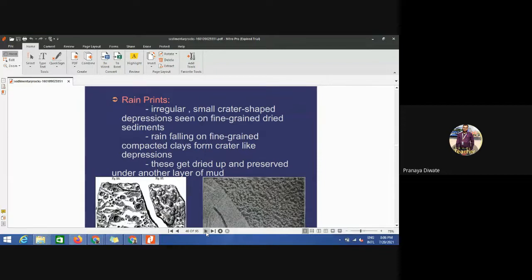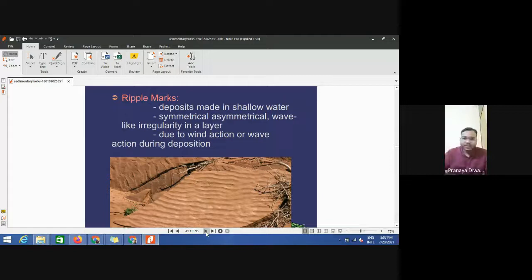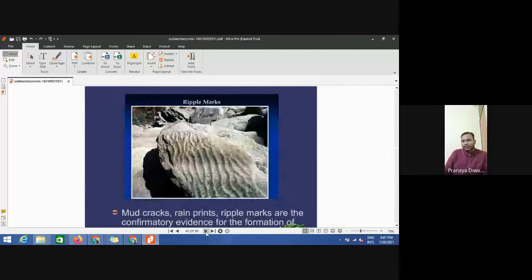Apart from this, the next one is the ripple mark. What is a ripple mark? A ripple mark is a sedimentary structure which is formed by a depositional process in shallow water. Then you have mud cracks. Rain prints, ripple marks, and mud cracks are confirmatory evidence for the formation of this environment.